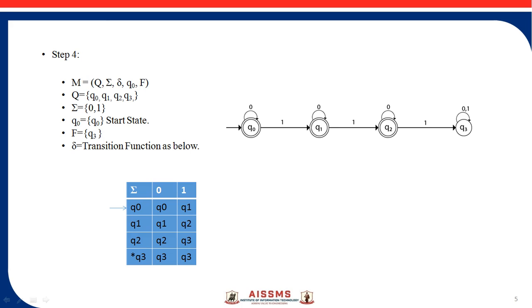Next is Q3. Q3 has a self loop on both 0 and 1, so we write the Q3 transition for 0 and for 1. This is the transition function.